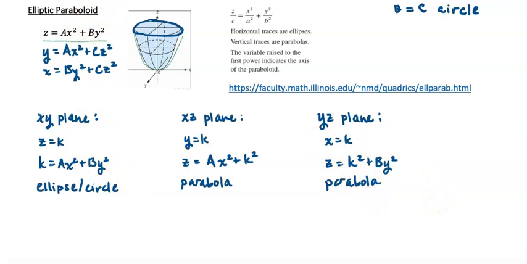And so this is what our elliptic paraboloid is. Our horizontal traces are ellipses, and then our vertical traces are parabolas. And we have that the variable raised to the first power indicates the axis of the paraboloid. And so in the first equation here, z is raised to the first power, which means the axis of this is the z-axis. And you can play around with those traces at this URL here.